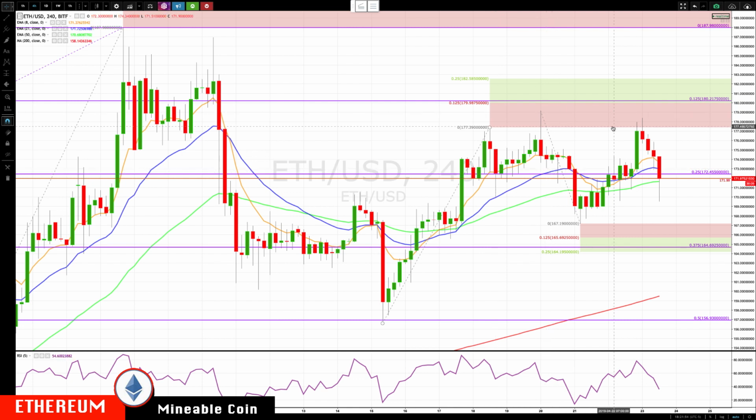Watch for a close above about 177.50. If we get a close, not just a move, but a key close in the 4-hour, then start watching for the 180, then the 182.50 levels. Support now coming in at 169. If we drop below that on a closing basis, you can watch for the 165 and 164 areas.